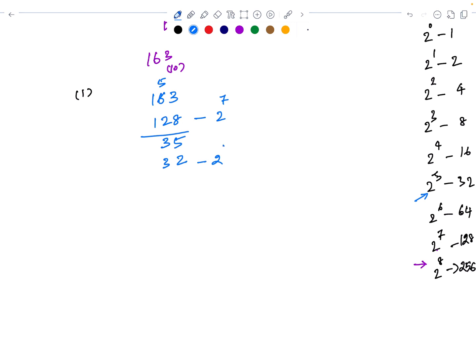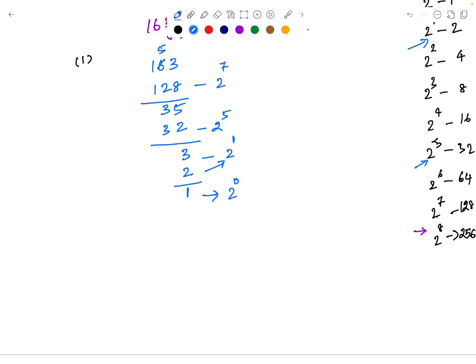So 32, which is 2 power 5. 35 minus 32, I have 3. If it is 3, then 2 power 2, which is 4, is a larger number. But definitely I have 2, so I have 2 power 1 here. Then 3 minus 2 is 1, so then I have the 2 power 0 representation also here. Is that clear? Anything to the power 0 is 1.